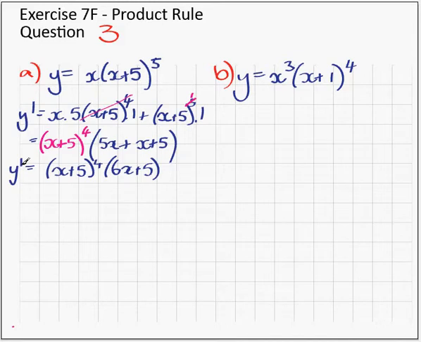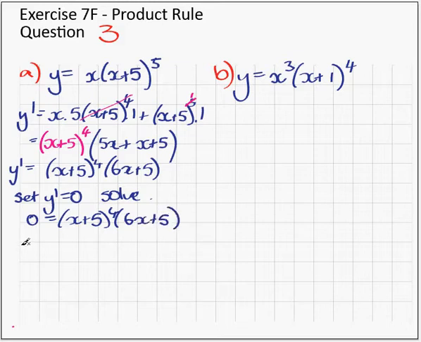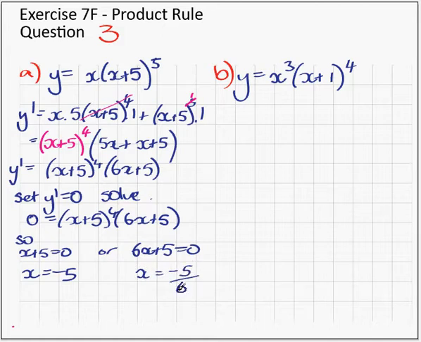That's my derivative. I need to find where this is equal to 0, so the process there is to set the derivative equal to 0 and then solve. If this equals 0, then either the first term equals 0 or the second term equals 0. So I have x plus 5 equals 0 or 6x plus 5 equals 0. And then I just solve each of those to find where the gradient is 0.